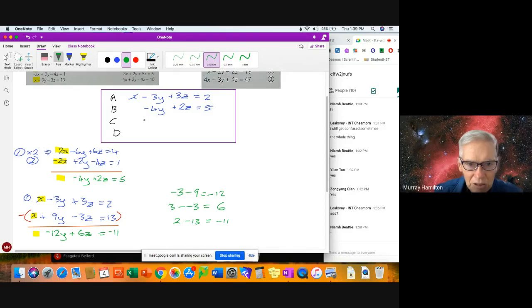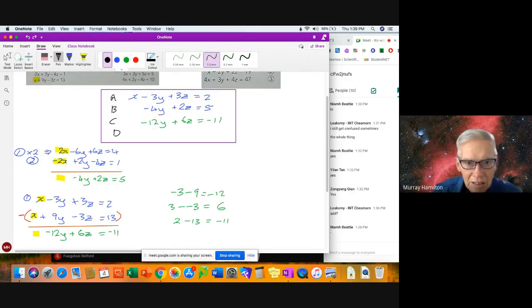And that's equation C: negative 12y plus 6z equals negative 11. Right, so the next step to get equation D is we have to eliminate y from B and C. At the moment, I've got negative 4 and I've got 12. So if I multiply B by 3, I should be able to get the answer.